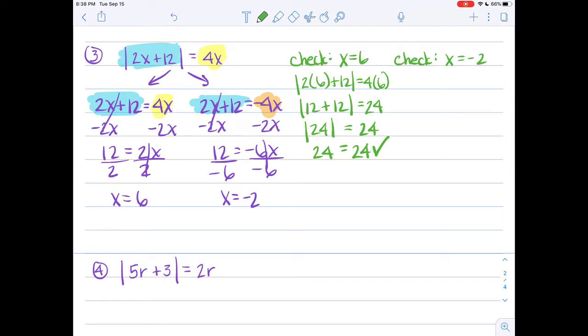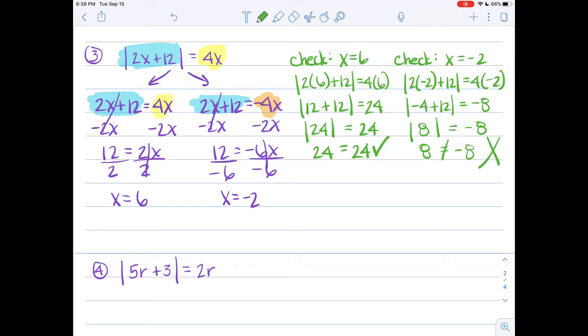Let's go ahead and check x equals negative 2. This time we will substitute negative 2 in everywhere we see x. Again, we are evaluating to see if we actually have a true statement. So plugging in negative 2 for x, this will give me negative 4 plus 12 in absolute value bars and negative 8 over here. This is absolute value of 8, which is 8. And 8 is not equal to negative 8. Those are opposites of each other. Opposites are not equal. So I'm going to say not equal and put a big old X there. That is not a true statement.